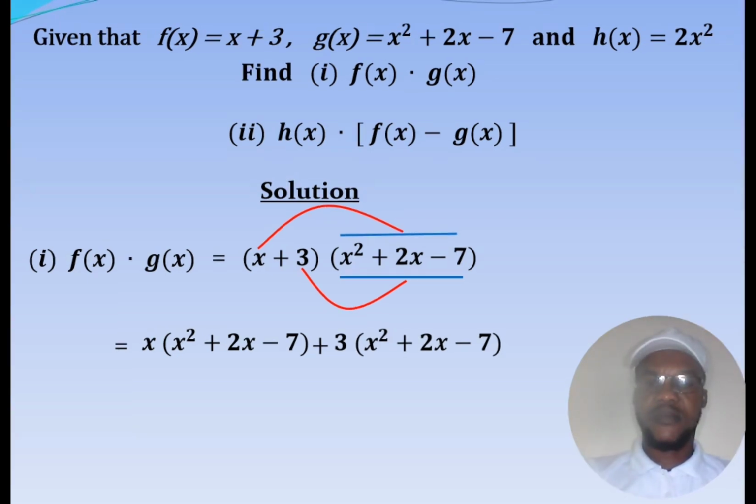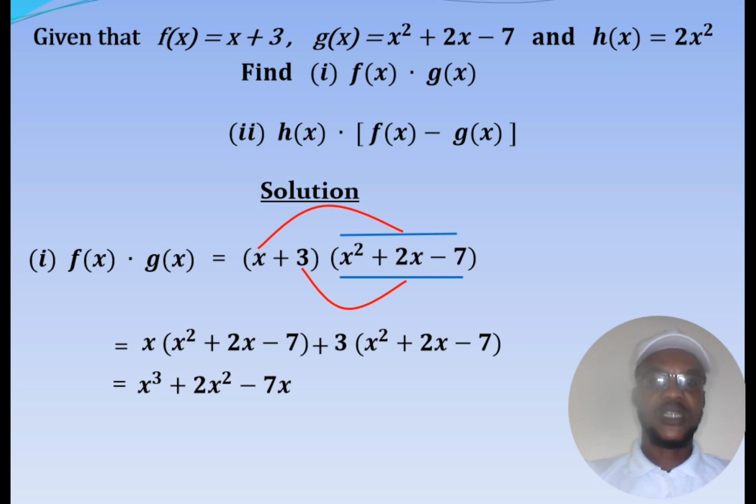So x multiplies x squared, we get what? X cubed. X multiplies 2x, we get 2x squared. X multiplies -7 and we get what? -7x. Yes, that is how the bracket is opened. Alright, good. So you see that this is what we are getting, and when we are done, we do the same.